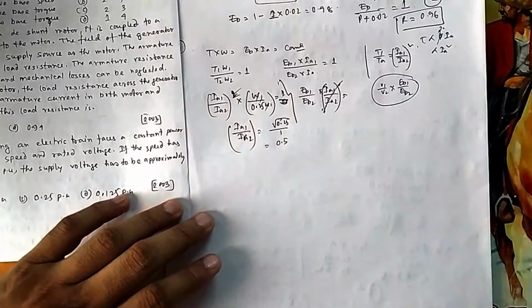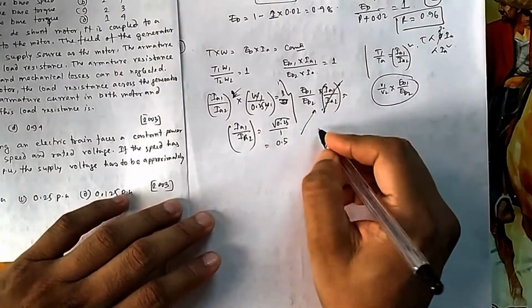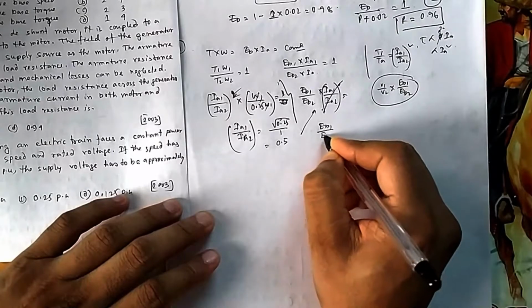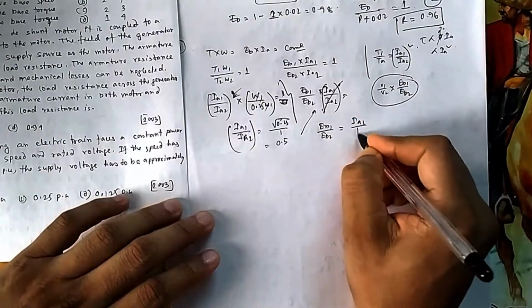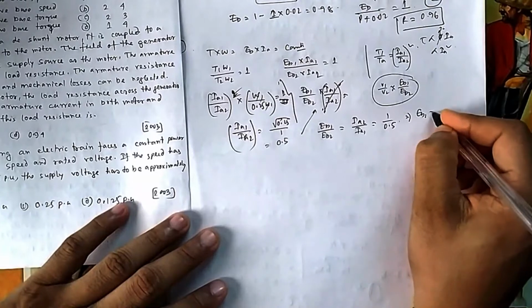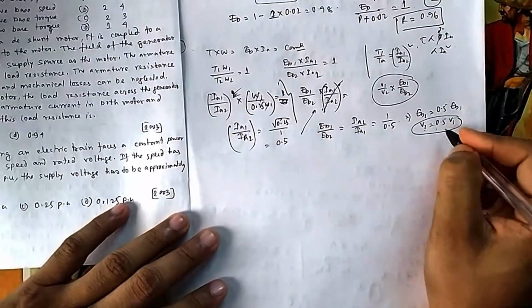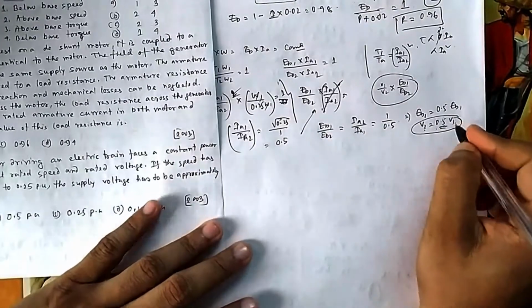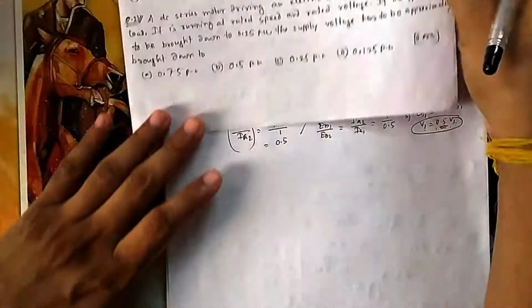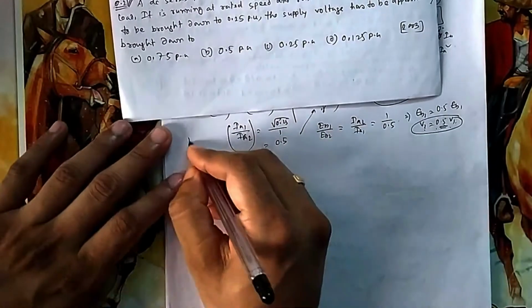Now if you put this here, your EB1 by EB2 will be equal to IA2 by IA1, therefore your EB2 is equal to 0.5 of EB1. That means your supply voltage should be equal to 50% of the previous one. That means it should be 0.5 per unit. So you can say that it is option B.